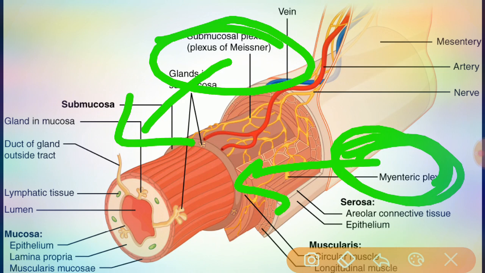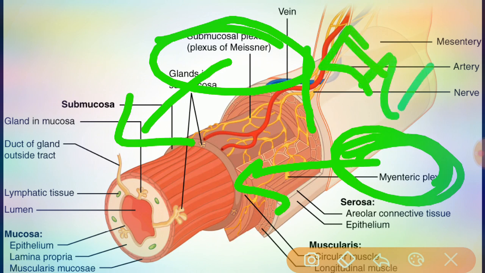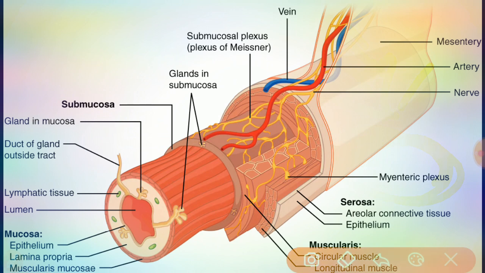Coming to the interneurons, the interneurons of the overall enteric nervous system. There is an interconnection between the neurons, namely the interconnection of the myenteric and also the submucosal plexus. This is the interneurons. Then coming to the sensory neurons.